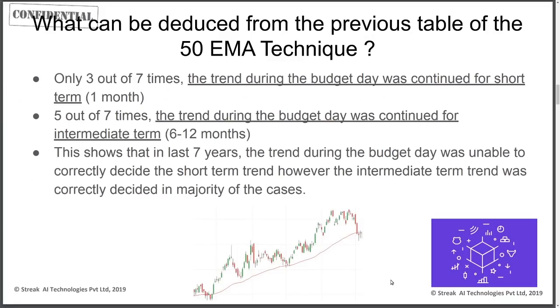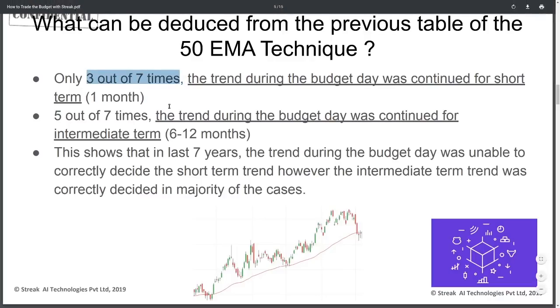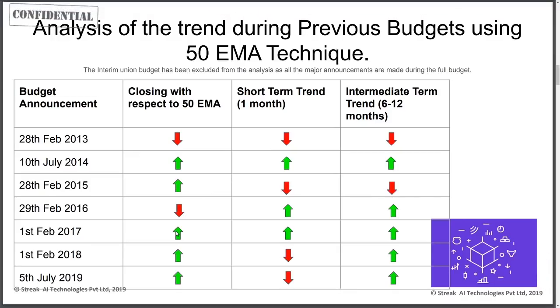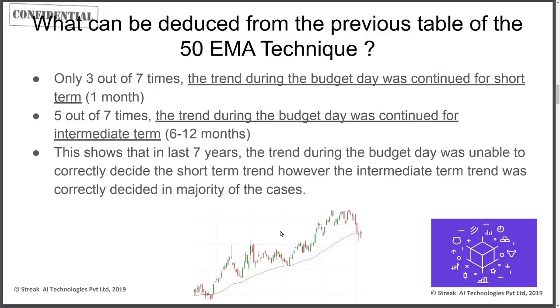Now, based on this table, what do we analyze? What can we deduce from this? So only 3 out of 7 times the trend during the budget day was continued for the short-term trend. What that means is, only 3 out of 7 times the short-term trend was continued. In 2014 it was continued, the day close was bullish, the short-term trend was bullish. In 2013 also it was continued, the day trend was bearish, the short-term trend was bearish. And in 2017 it was continued, where the day close was bullish and the short-term trend also was bullish.